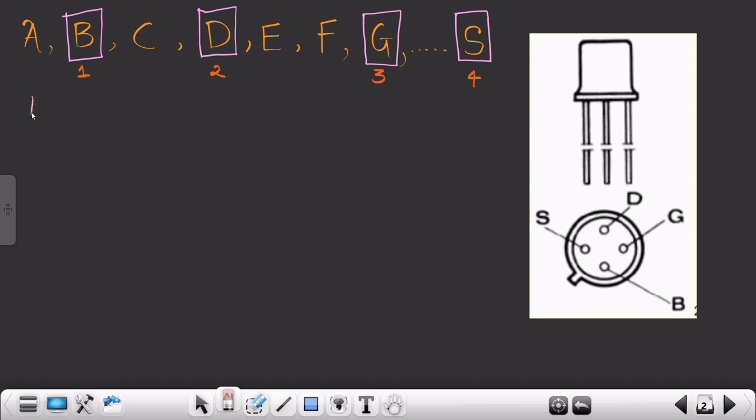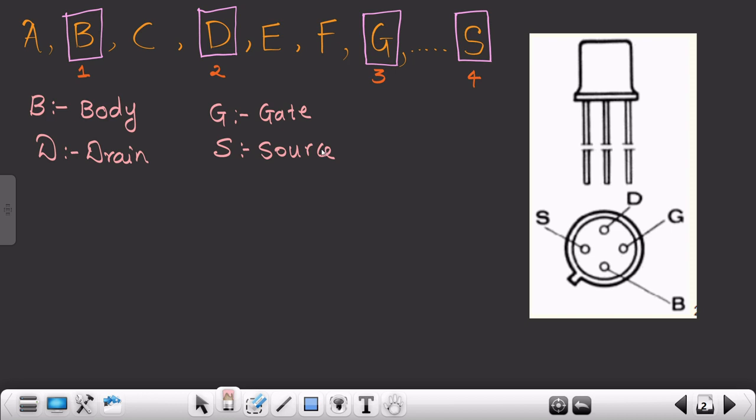This B means body, okay, D means drain, and you have to go sequence wise. Okay, G means gate, and S means source. Sorry, extremely sorry, S means source. See, don't get confused between source and substrate.